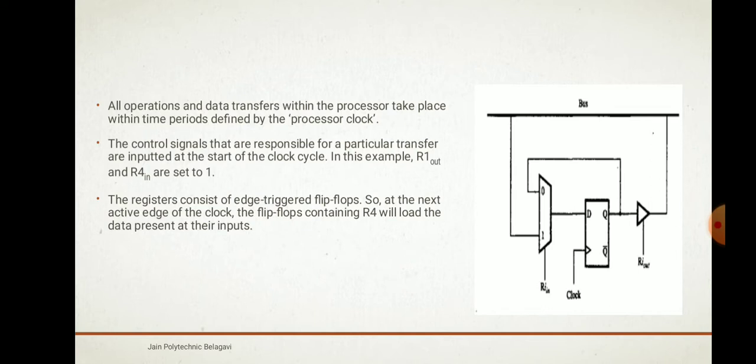Now the register consists of edge-triggered flip-flops. At the next active edge of the clock, the flip-flops containing R4 will load the data present at their inputs. At the same time, the control signals, that is R1 out and R4 in, will return to 0. As you can see here, R1 out will return to 0, as well as R4 in.